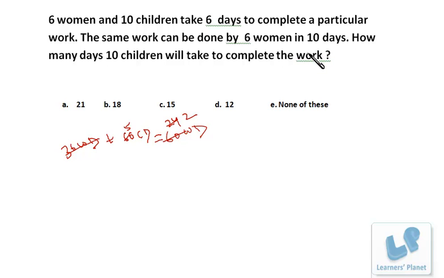Right? The capacity of a woman is 2.5 times that of a child. That means children will take 2.5 times 60, that means 150 days to complete the work. That means a single child will take 150 days to complete the work. Now there are 10 children. That means 150 by 10, 15 days it will take to complete the work. Right? So hardly any paperwork is required. I hope you are clear.